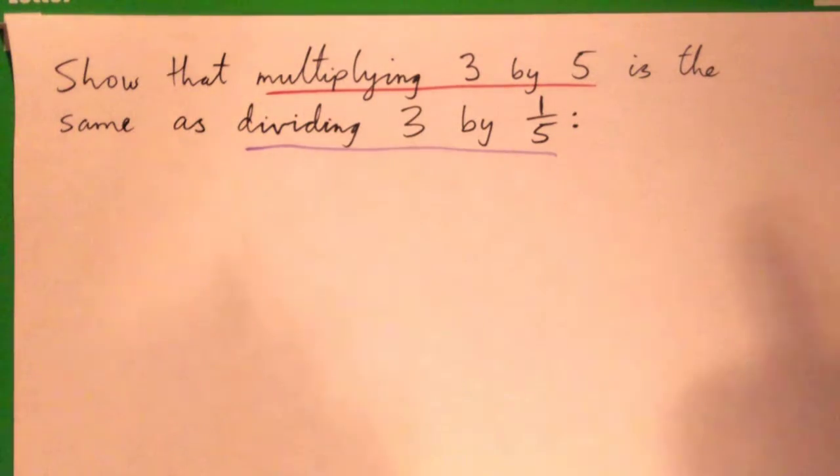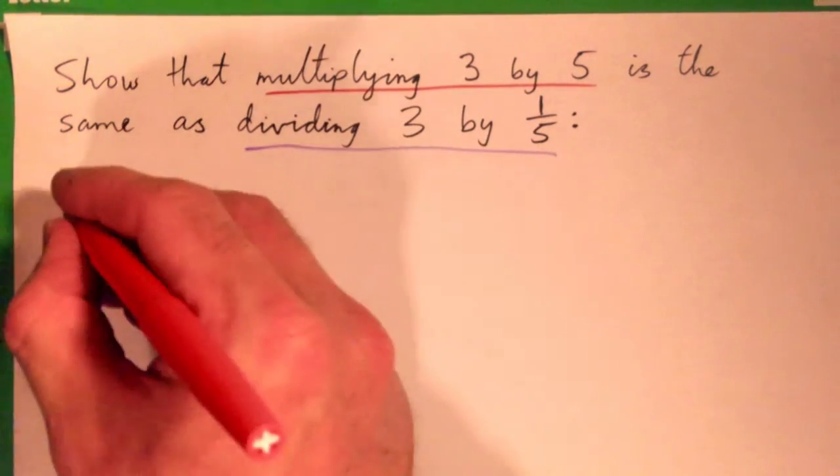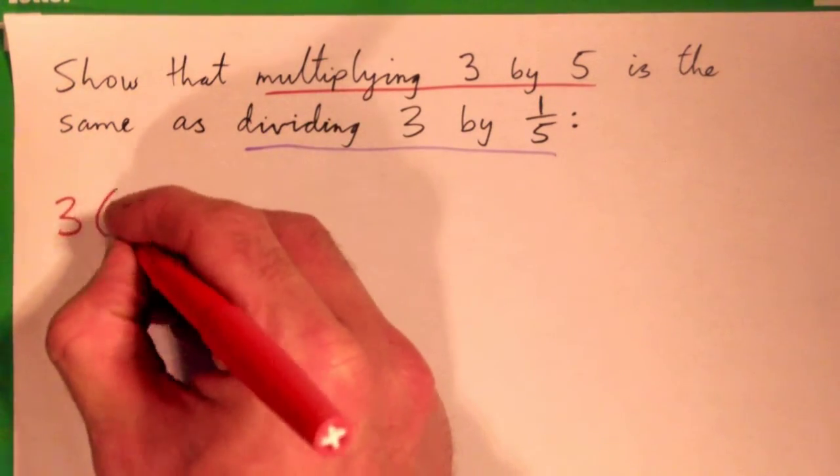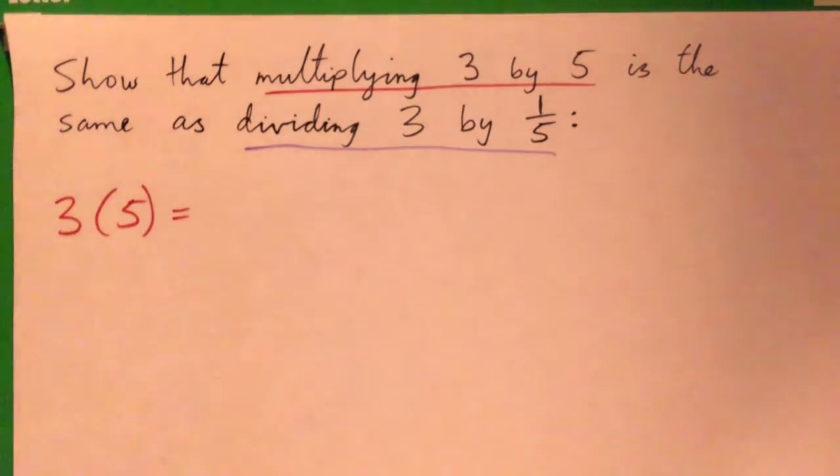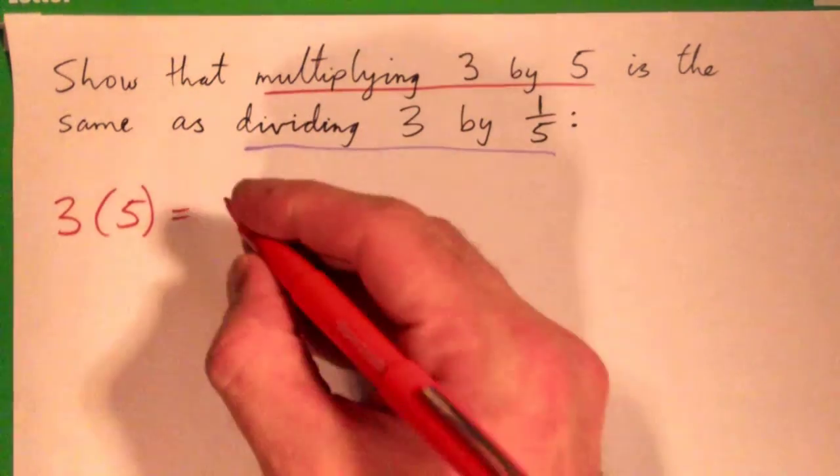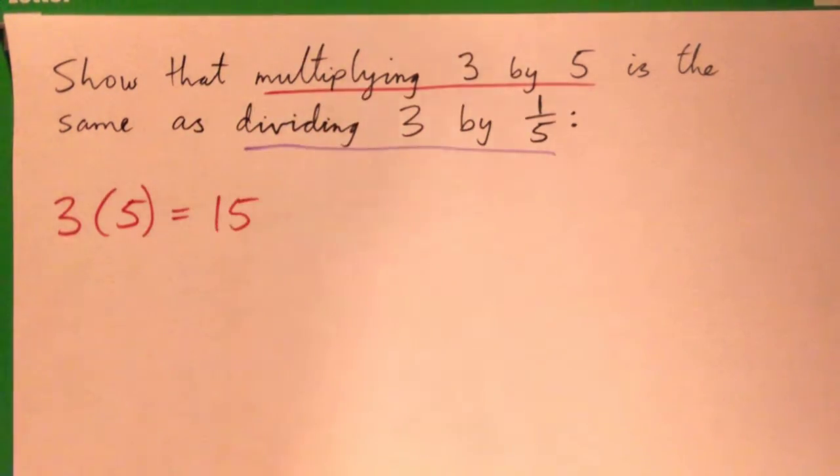So let's start with multiplying 3 by 5. So that looks like this, isn't it? 3 times 5. Write it down and write down your answer. 3 times 5 equals 15. Good with that? So how do we deal with dividing 3 by 1/5?